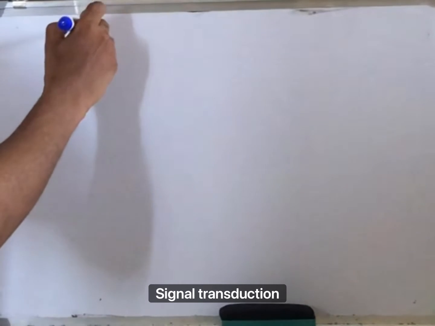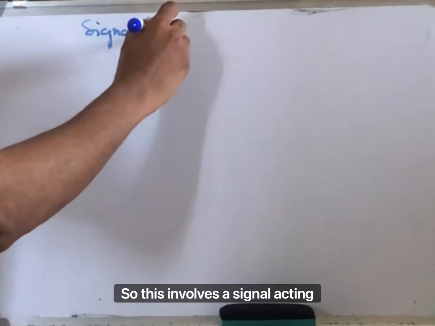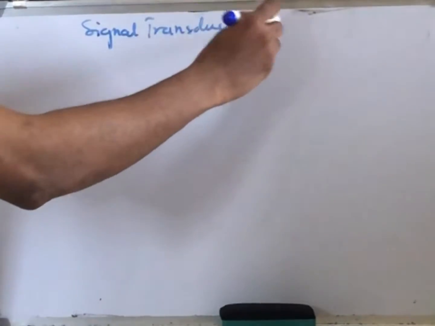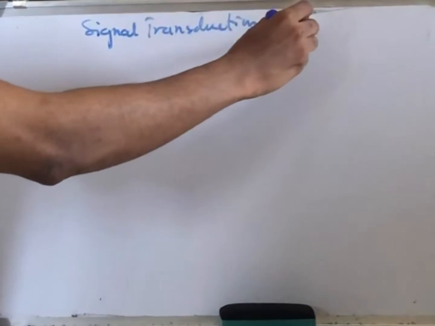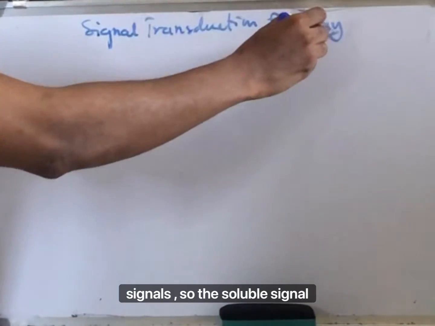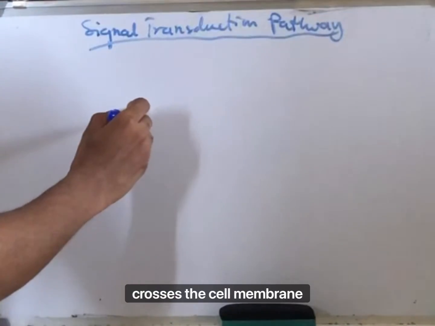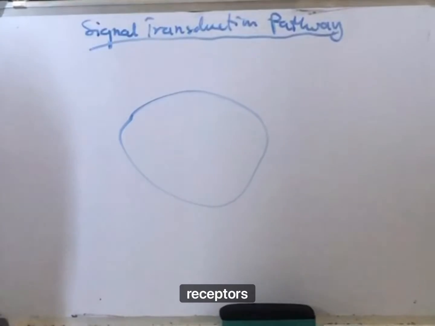Signal transduction pathway. So this involves a signal acting on a receptor to produce a desired response. There are various types of signals, two major: soluble signals and insoluble signals. So the soluble signal will cross the cell membrane and act on soluble receptors.